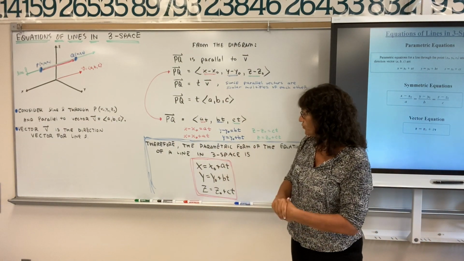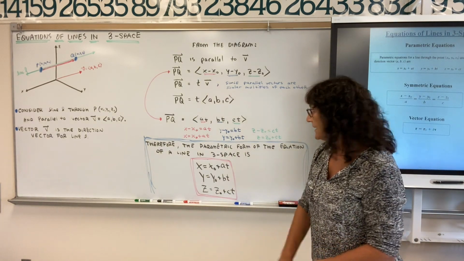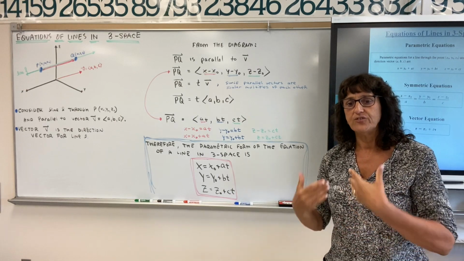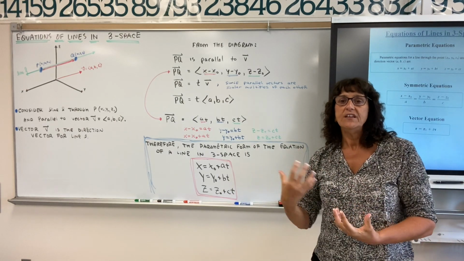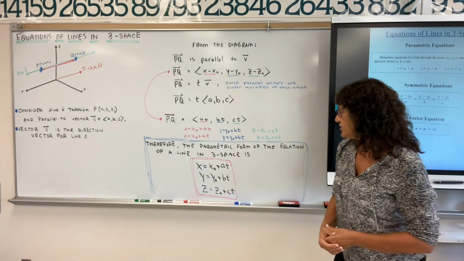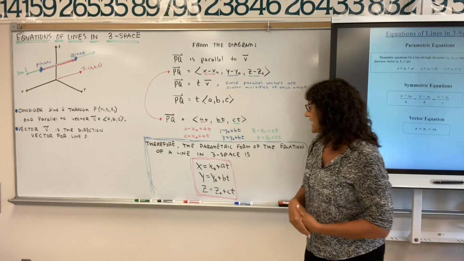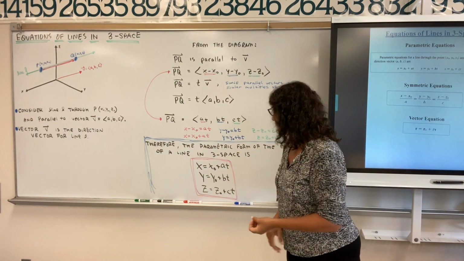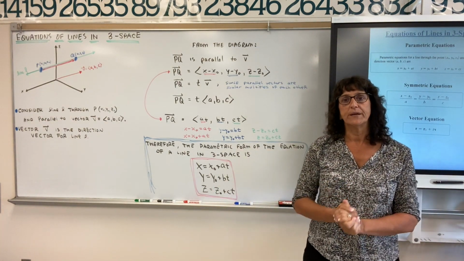This is where your parametric form comes from. This is parametric form of your equation of a line. Parametric because you're introducing that parameter of t inside of the equation. So x equals x naught plus a times t, y equals y naught plus b times t, z equals z naught plus c times t, and that is your parametric form.